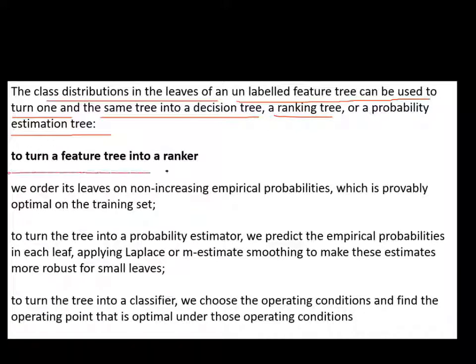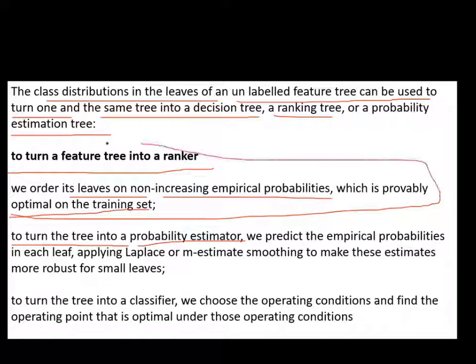To turn a feature tree into a ranker, we order its leaves on non-increasing empirical probabilities, which is provably optimal on the training set. So we turned it into a ranker, a tree ranker.